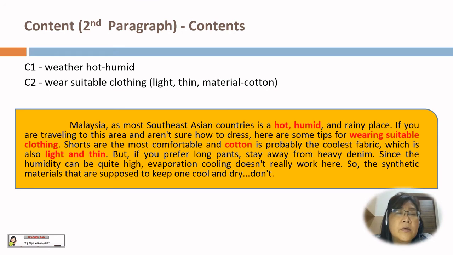Now we are writing the content, so we have the second paragraph. So we are using content 1, weather, hot, humid, and then content 2, wear suitable clothing, light, thin, material, cotton. You can use these ideas. Malaysia, as most Southeast Asian countries, is a hot, humid, and rainy place. If you are traveling to this area and aren't sure how to dress, here are some tips for wearing suitable clothing. Shorts are the most comfortable and cotton is probably the coolest fabric, which is also light and thin.